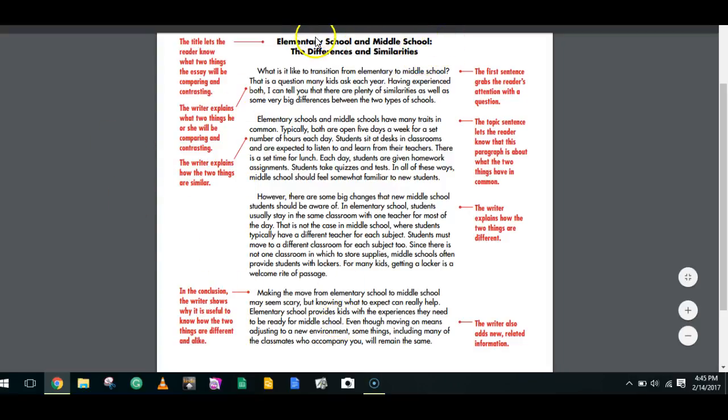And so now we move on to our conclusion. And here we are. Making the move from elementary school to middle school may seem scary, but knowing what to expect can really help. Elementary school provides kids with the experiences they need to be ready for middle school. Even though moving on means adjusting to a new assignment or new environment, some things, including many of the classmates who accompany you, will remain the same.